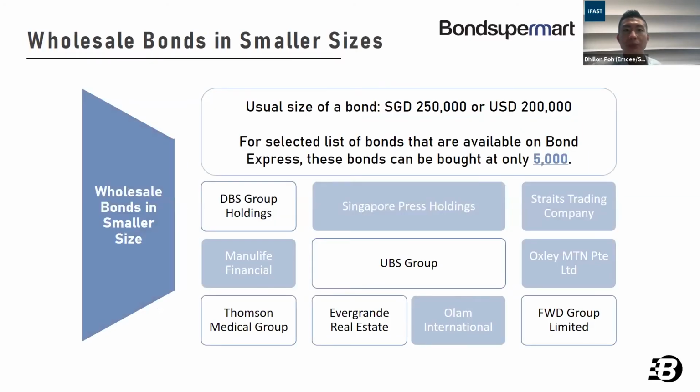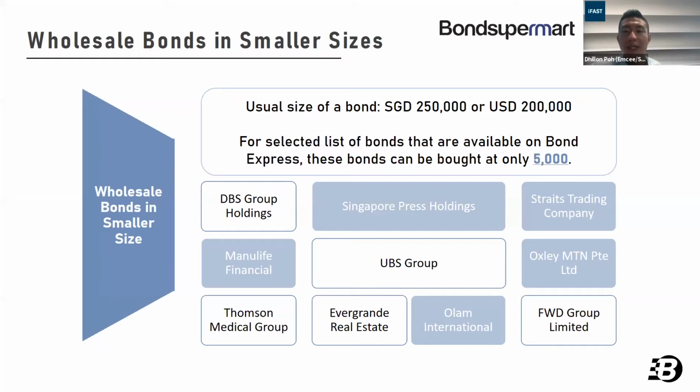And of course, the last point is about investing in smaller sizes. So I talked about just now investing in bonds, you actually need about 250,000 Sing dollars or 200,000 US dollars, right? But here at Bond Express, we're actually listing these bonds at denomination sizes of about $5,000 and above. So you can buy bonds in 5,000, 10,000, and so on and so forth, right?